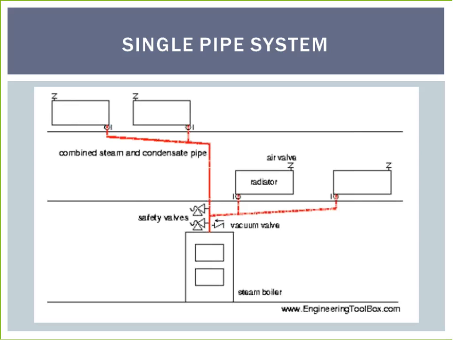Single pipe systems are limited in both their ability to deliver high volumes of steam, that is heat, and the ability to control the flow of steam to individual radiators, because closing off the steam supply traps condensate in the radiators. Because of these limitations, single pipe systems are no longer installed.